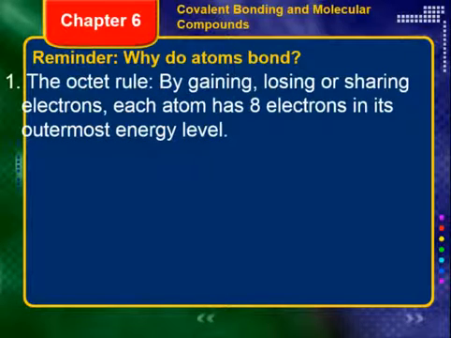So let's remind ourselves, always going back to the basics here. Why do atoms bond? Well, let's remember the octet rule. By gaining, losing, or sharing electrons, each atom will have 8 electrons in its outermost energy level. We're looking at the S and P blocks here. We are not looking at the D block elements because we just don't like them. They're naughty. But when we refer to valence electrons, we are typically referring to S and P block electrons. That's why there are 8.